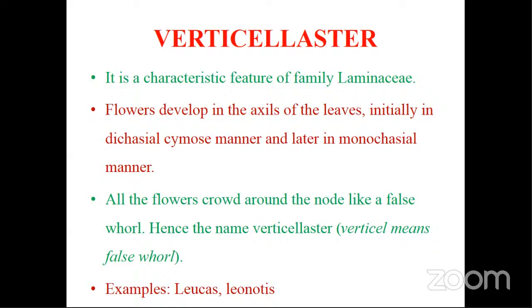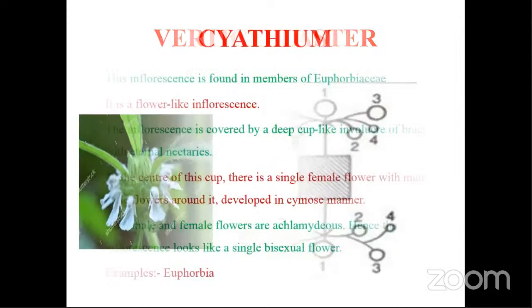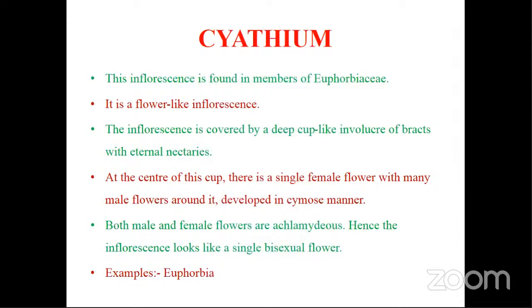So because of this type of arrangement, all these flowers get crowded around the node in the form of a whorl. So it is called false whorl like inflorescence. Examples are Leucas and Leonotis. You can see this. All the flowers get arranged around the node like a whorl. Are they not looking like a whorl? Because of this type of arrangement, it is called verticillaster. It is a false whorl like inflorescence. Examples, Leucas and Leonotis.